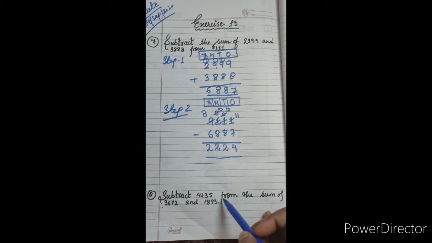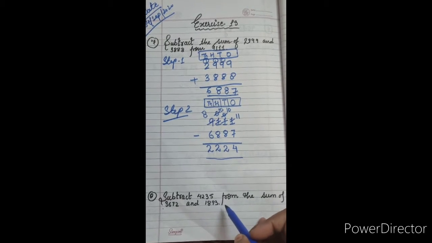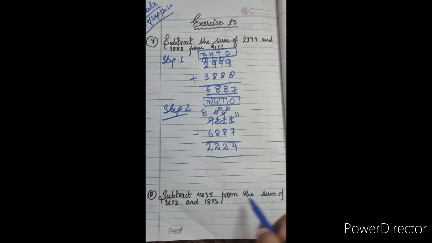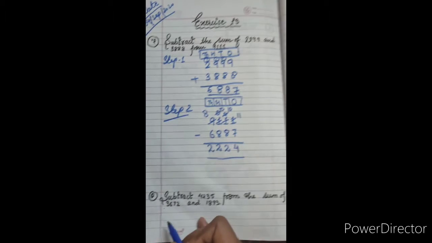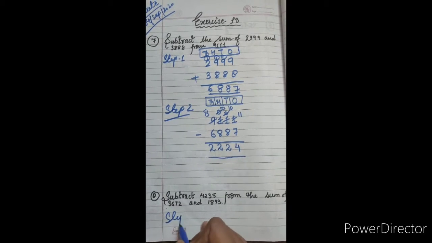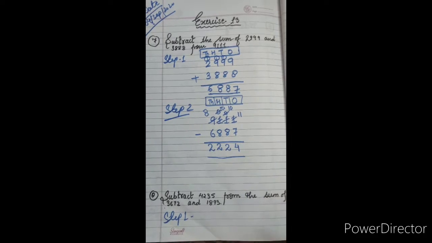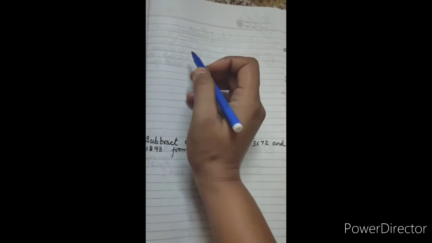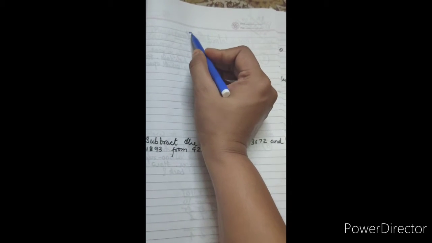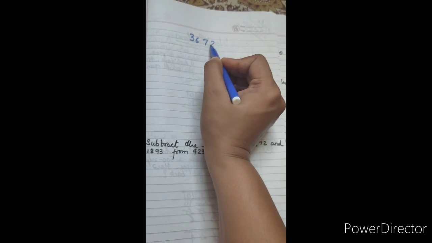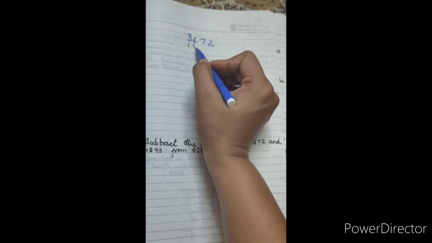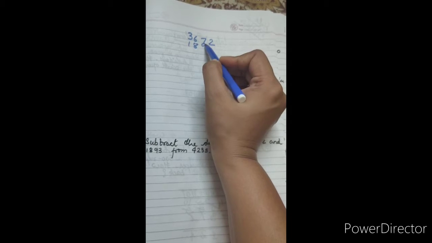Right? Yes. Now question number 8. Subtract 4235 from the sum of this. So first step is sum. Sum of this or this number. Step 1. Now we are adding numbers. 3672 plus 1893.